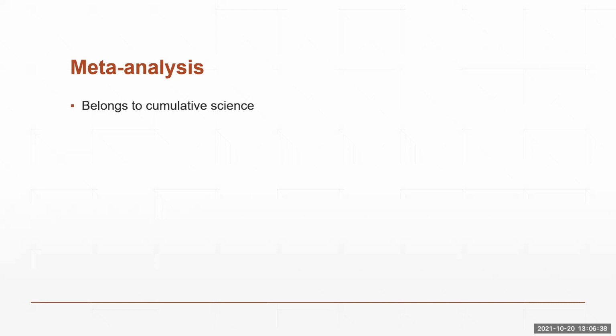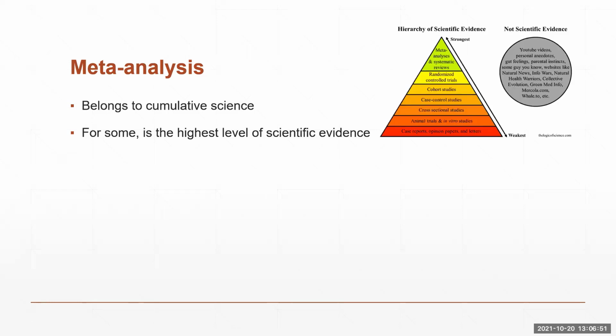Systematic reviews belong to cumulative science too. For some, meta-analysis is the highest level of scientific evidence. We have a pyramid of the hierarchy of scientific evidence, and meta-analyses are at the top, and at the bottom you have case reports, opinion papers, and letters. So in an idealistic world, meta-analyses are at the highest level of scientific evidence, but we will see in the next slides that it is not always the case. It's not obvious, so we need to improve our meta-analyses.